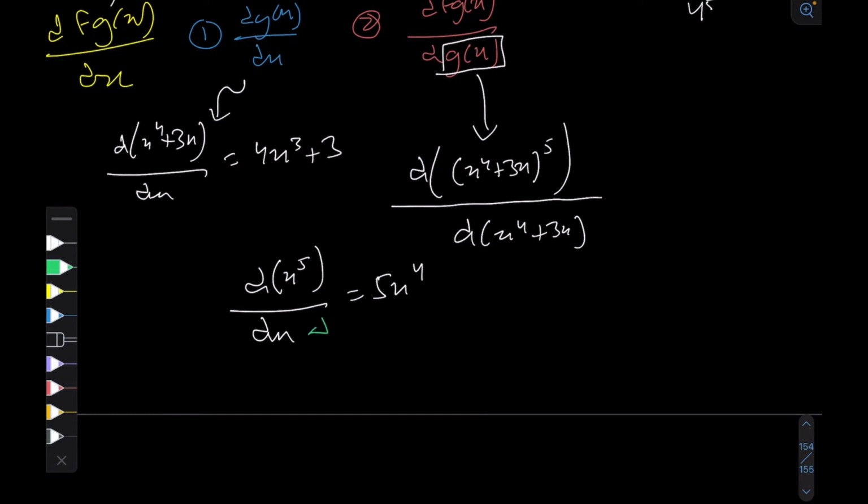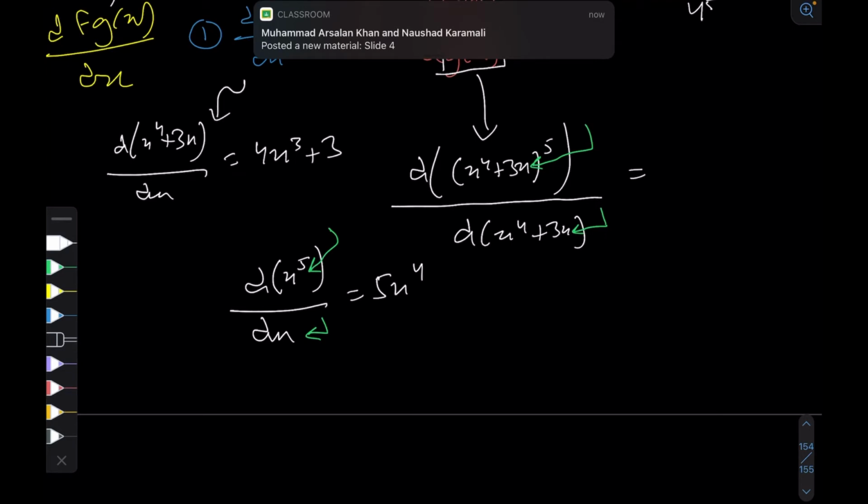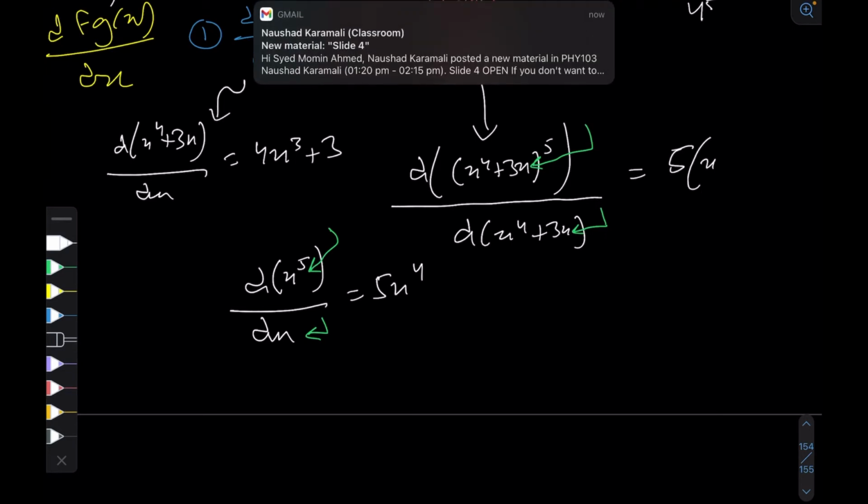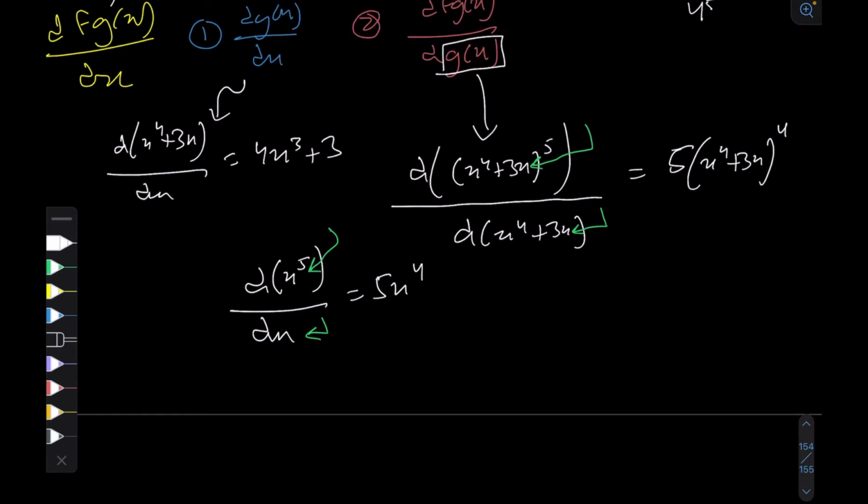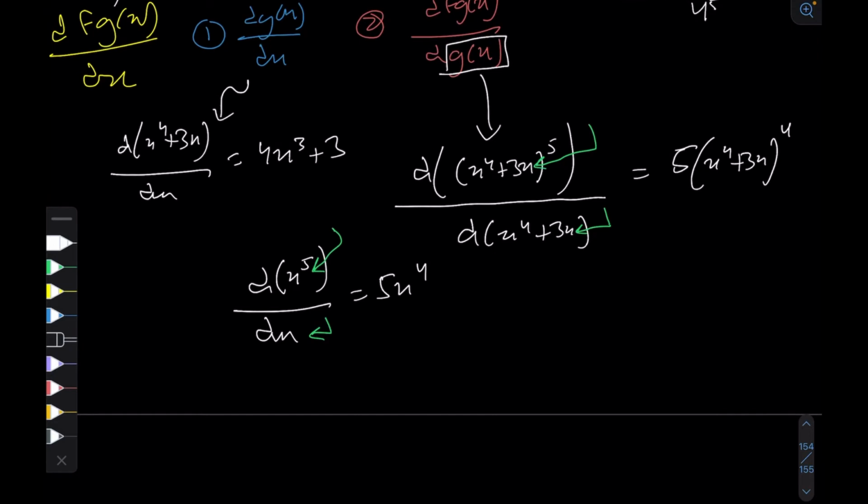Over here I was introducing some change in x, and finding the change in x to the power 5. Here I am introducing some change in x to the power 4 plus 3x, and asking what is the change in (x to the power 4 plus 3x) to the power 5. So it's essentially the same question, in the sense that this would also give 5 multiplied by (x to the power 4 plus 3x) to the power 4. The reason is that here we are taking it in terms of g(x).